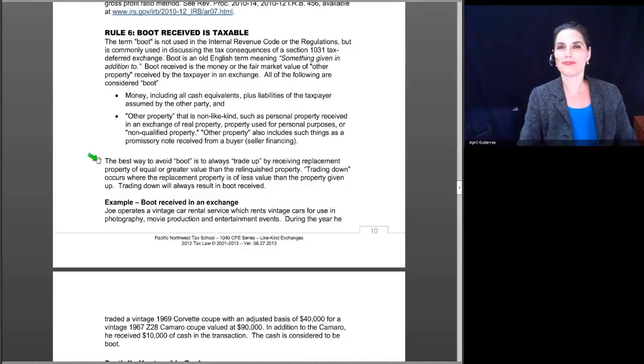The best way to avoid boot is to always trade up by receiving replacement property of equal or greater value than the relinquished property. Trading down occurs where the replacement property has less value than the property given up, and trading down will always result in boot.